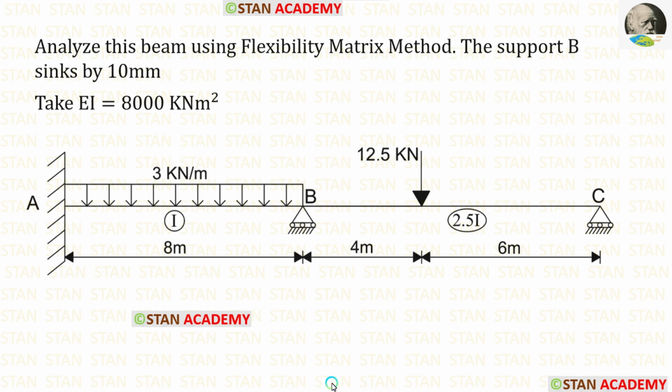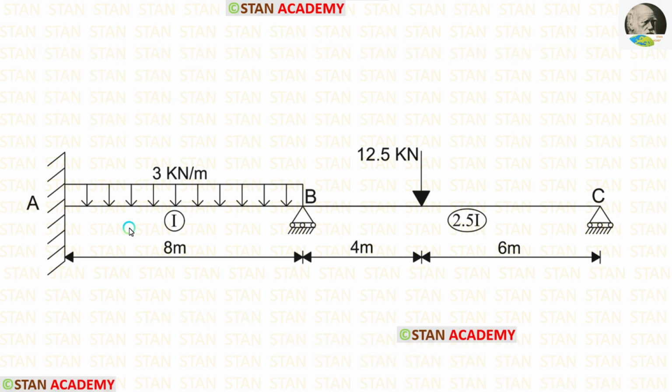Before analyzing, let us see the beam one time. In this beam, there are two spans, span AB and span BC. In the span AB, there is a uniformly distributed load of 3 kN per meter and it is acting for the full span. In the span BC, we have an eccentric point load of 12.5 kN acting at 4 meter from the point B.